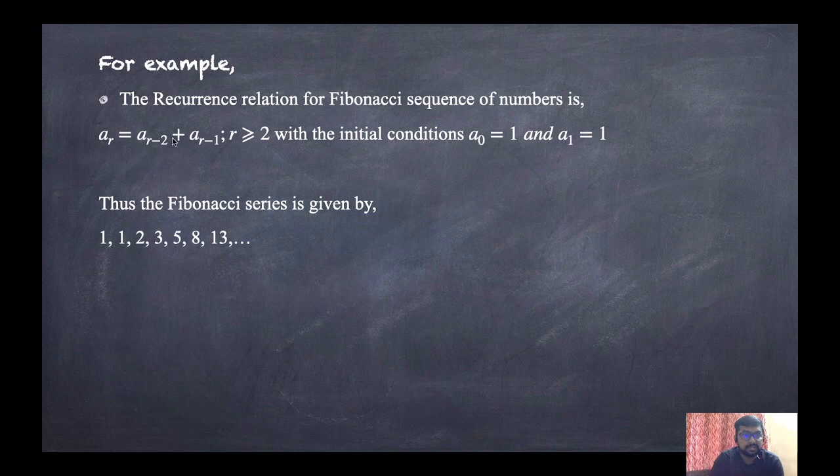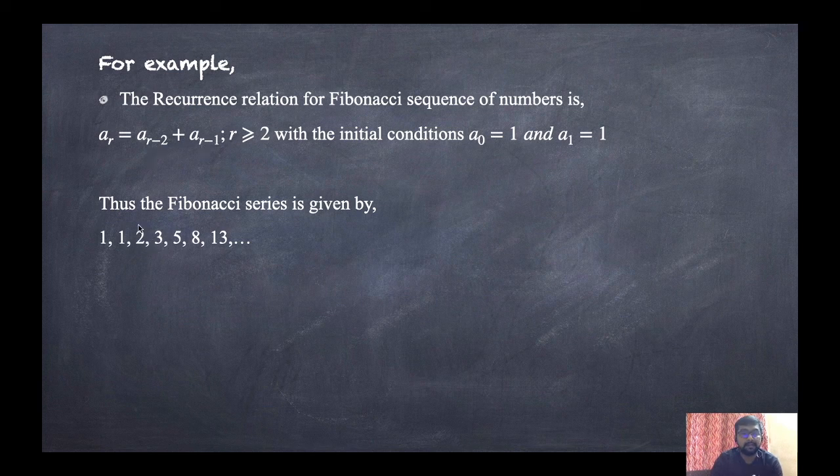How? See here, the condition is r greater than or equal to 2. We have initial conditions 1 and 1. Now, what is the formula? Put r equals 2. What will be the formula for r equals 2? That means a2 equals a0 plus a1. We know the initial conditions a0 and a1 are 1 and 1, so just simply add them. 1 plus 1 is 2. So a2 will be 2.